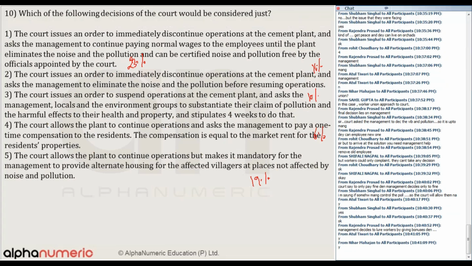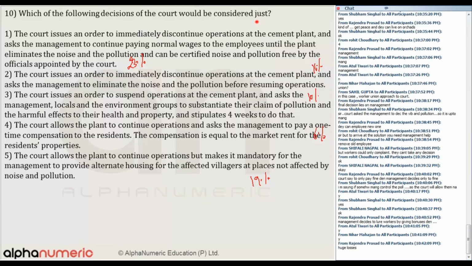Which of the following decisions of the court could be considered just? Okay, the first option says the court issues an order to immediately discontinue the operations at the cement plant. Now, if you are going to discontinue the operations at the cement plant, it is beneficial neither to the management or the factory owner, nor to whom? The people who have been employed there.